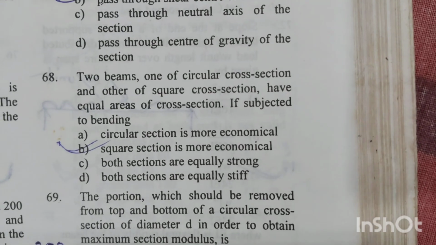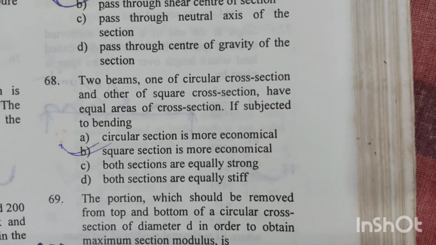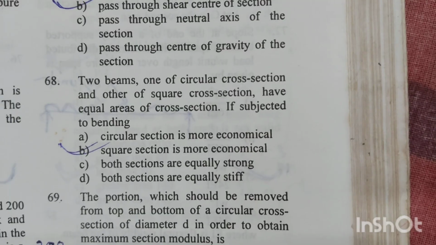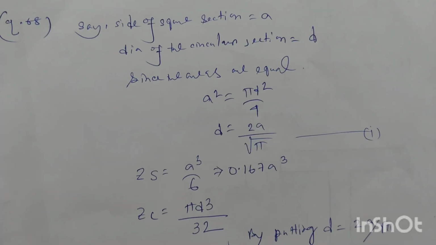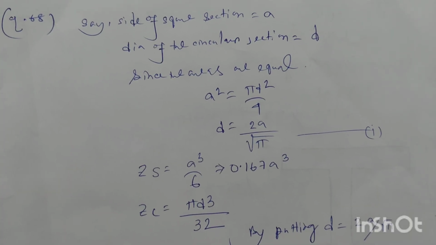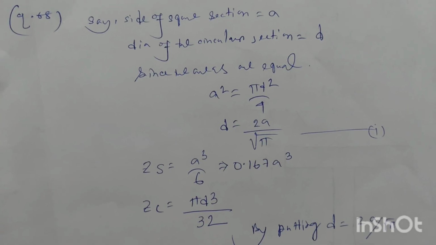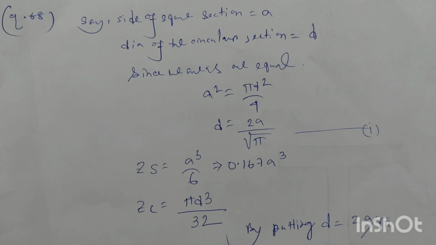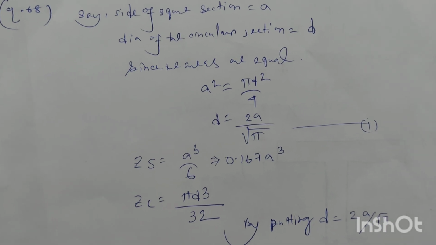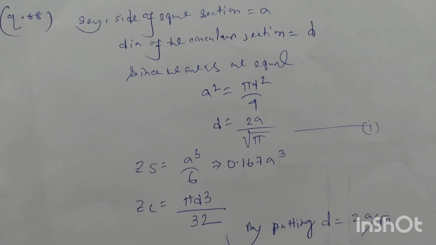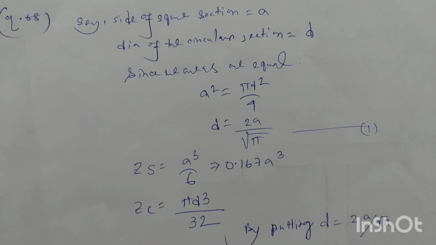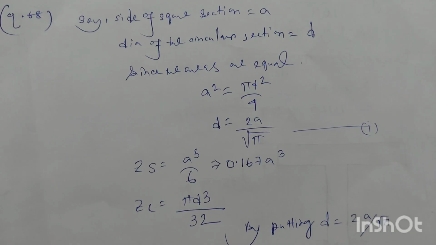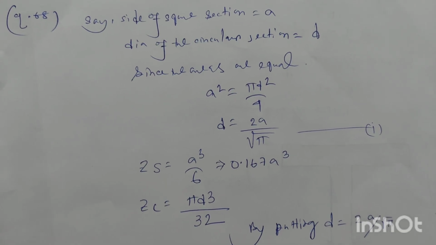Number 68. Two beams, one of circular cross section and the other of square cross section, have equal areas of cross section. If subjected to bending, let's say the side of the square section is equal to a and the diameter of the circular section is equal to d. Since the areas are equal, the area of the square beam, a squared, will be equal to the area of the circular beam, pi d squared by 4. From this we can write small d is equal to 2a divided by root pi. This is equation number 1.